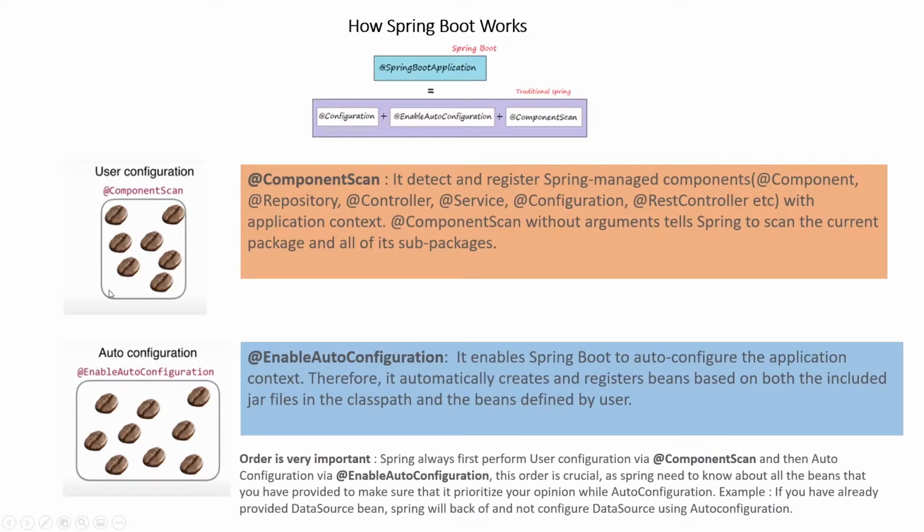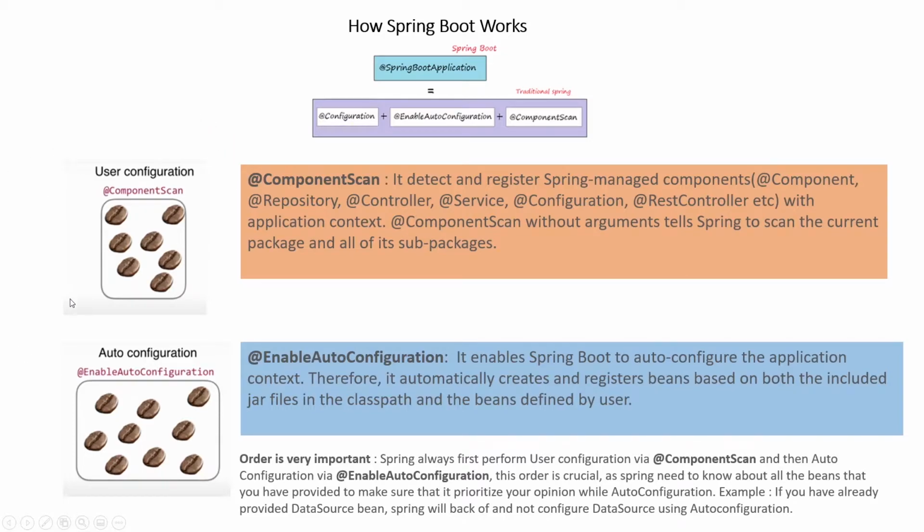That means first the user configuration should take place, that is component scan, and only then should auto configuration take place. So Spring always first performs user configuration via component scan and then auto configuration via enable auto configuration. This order is very crucial, as Spring needs to know about all the beans that you have provided to make sure that it prioritizes your opinion while doing the auto configuration. Whenever auto configuration happens, it has to make sure that the beans it is trying to create are not already created by the user. That is why the order is important.